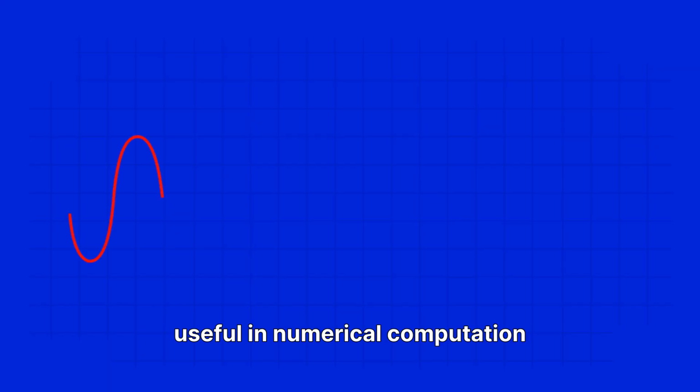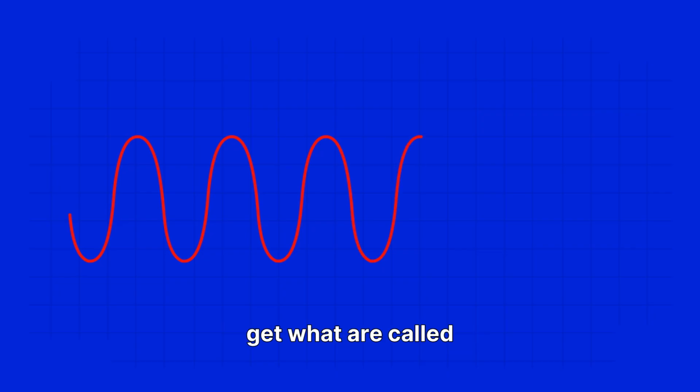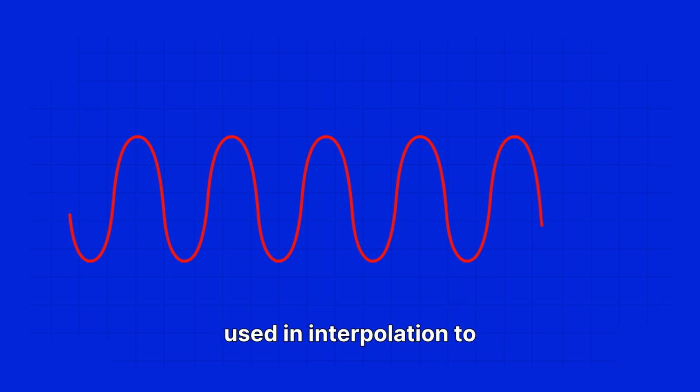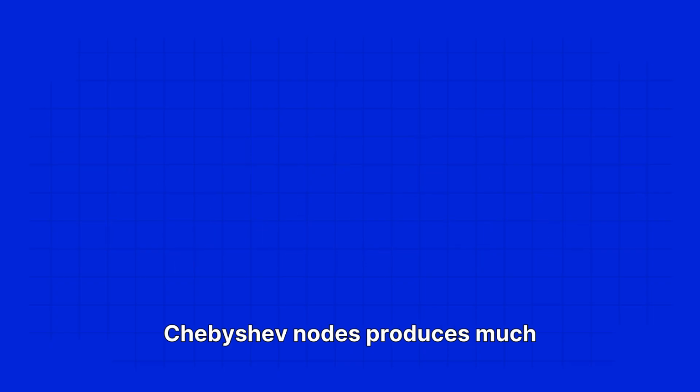Chebyshev polynomials are extremely useful in numerical computation for several reasons. 1. Chebyshev nodes. If you take the special points where Chebyshev polynomials have their extreme values, you get what are called Chebyshev nodes. These nodes are widely used in interpolation to avoid the problem of wild swings at the edges. Interpolating a function at Chebyshev nodes produces much more accurate and stable results than using evenly spaced points.